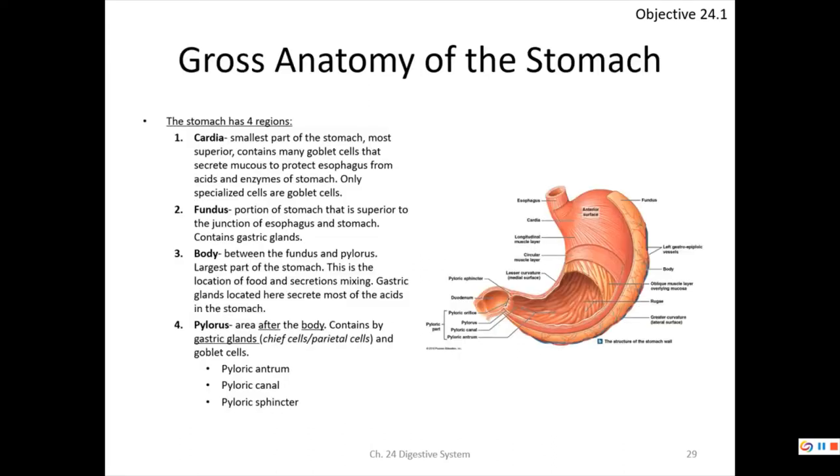So let's look at the major parts of the stomach. There are four major regions: a cardia, a fundus, a body, and a pylorus. The cardia is right here near the cardiac sphincter. It's the heart of the stomach. It's the smallest, uppermost part of the stomach. There are a lot of goblet cells here that make mucus to protect us from any acids that churn up towards the esophagus.